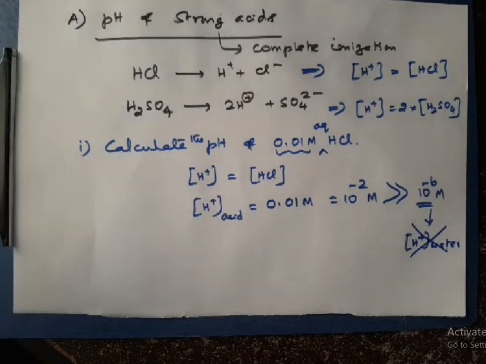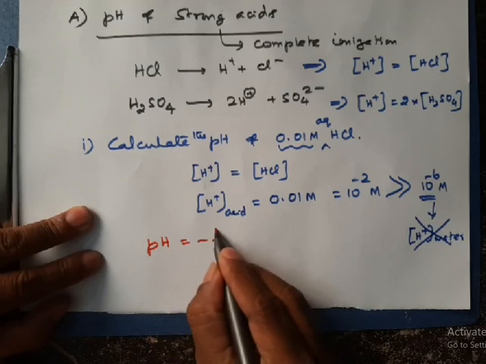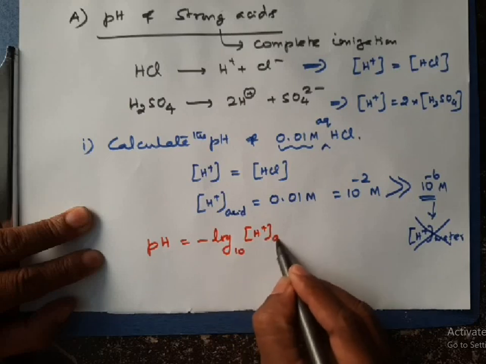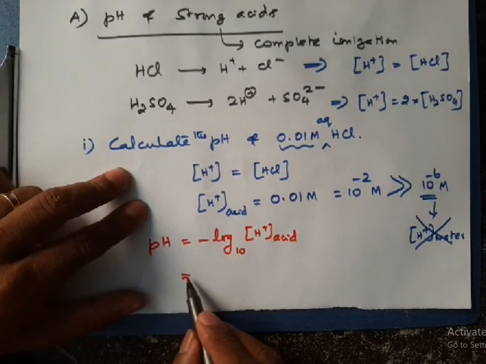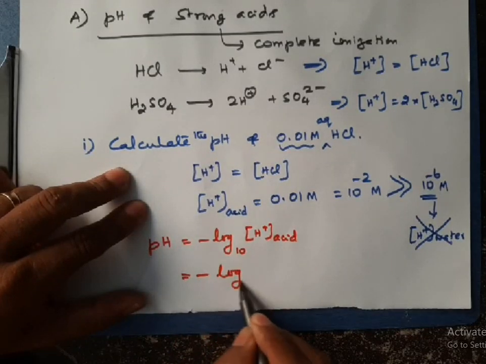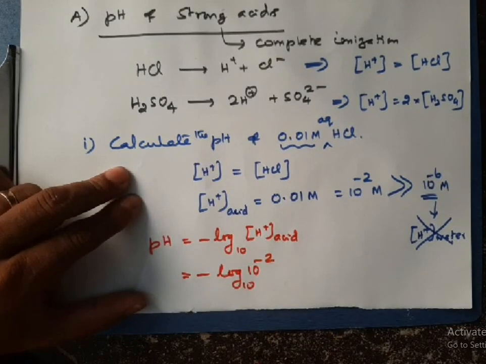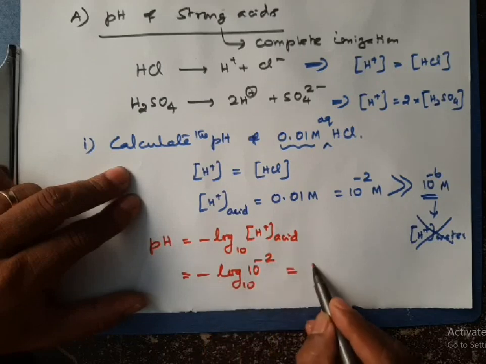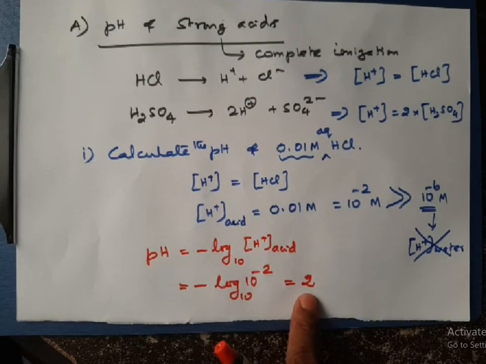Therefore, in this case, you can calculate pH as pH equal to negative logarithm base 10 of the H plus ion concentration from acid alone. Which is nothing but minus log base 10 of H plus from acid, which is 10 power minus 2. If you bring this minus 2 in front, minus and minus become plus, so you will get the value as 2. So the pH of the solution is 2.